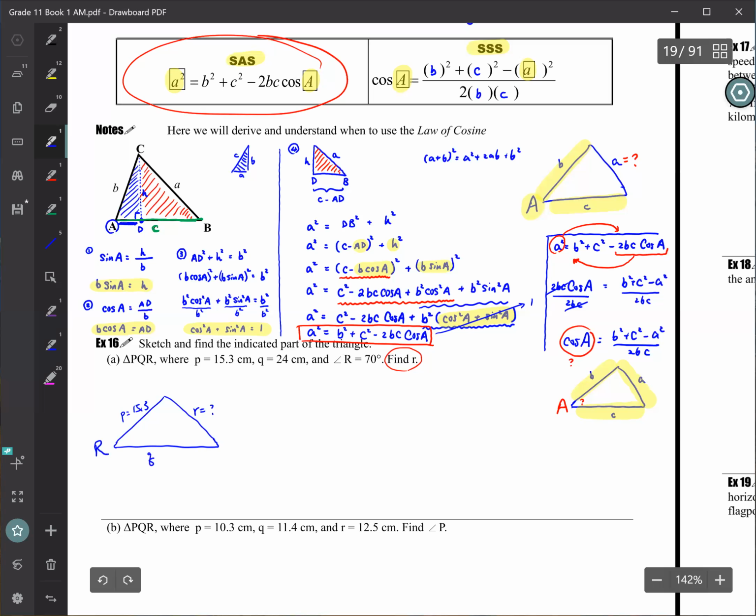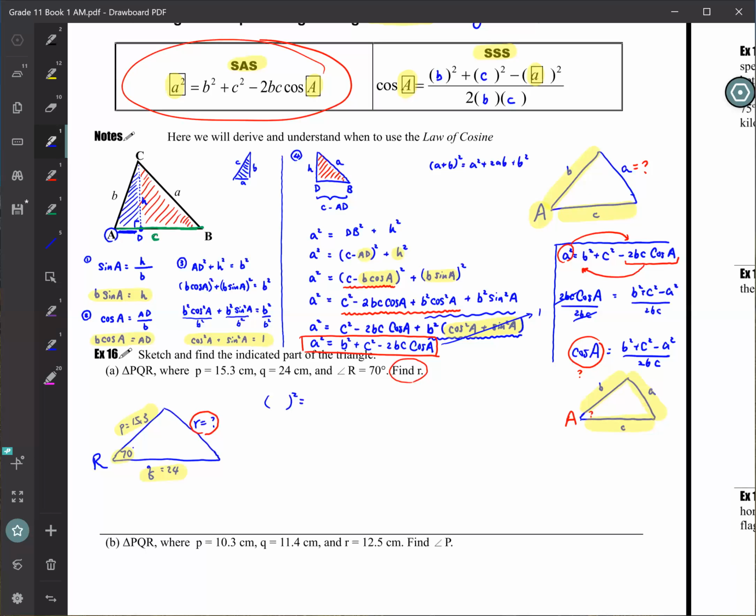The location for P and Q is fine. It's 70. This is the unknown, and these are the three given things: side, angle, side. So all we need to do is just fill in the blanks. You look at the formula, a squared. A, B, C are just locations. You just remember that A and A is a pair. So in this case, it's R and R.